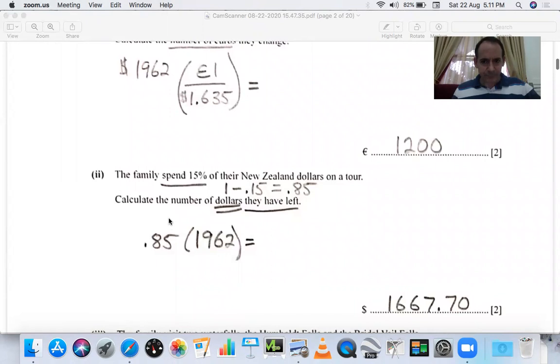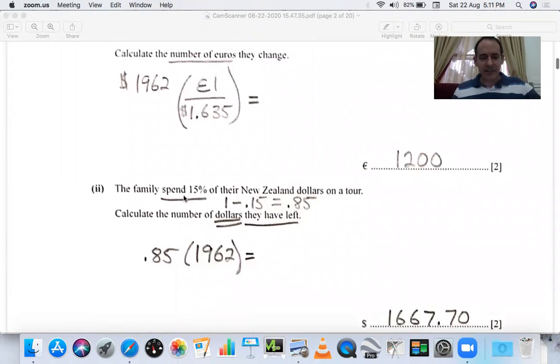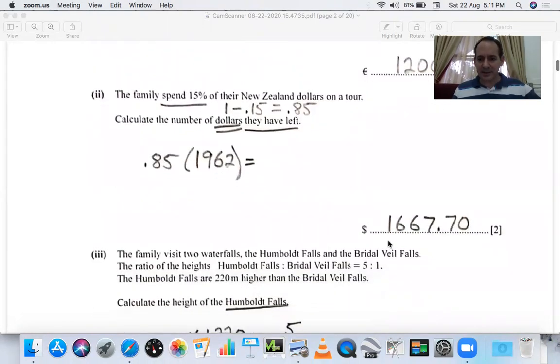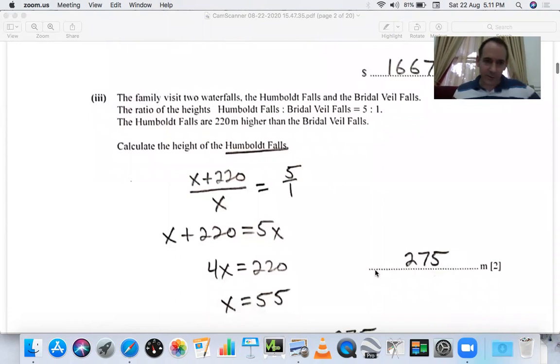Then we move on, and it says that the family spends 15% of the dollars. So we're back to dollars, and if you spend 15%, then that means you lose 15% from the total. So the total's 100% minus the 15% means you have 85% that they have left. So 85% of the 1,962 is the $1,667.70.